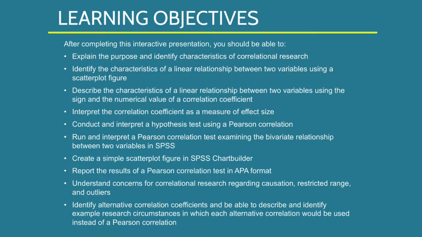After this presentation, you should be able to explain the purpose of correlational research and identify characteristics of correlational research designs, identify the characteristics of a linear relationship between two variables using a scatterplot figure, describe the characteristics of a linear relationship between two variables using the sign and the numerical value of a correlation coefficient. Interpret the correlation coefficient as a measure of effect size.